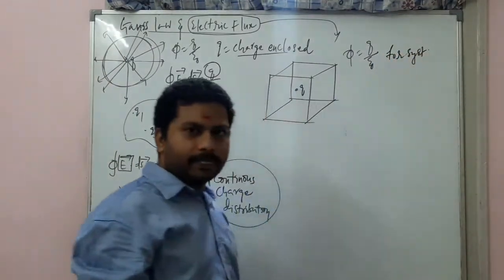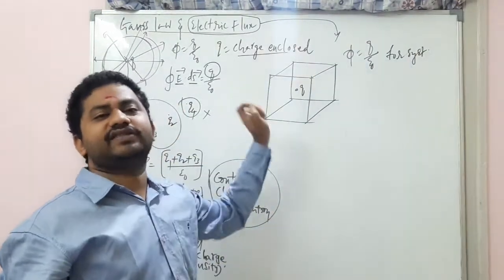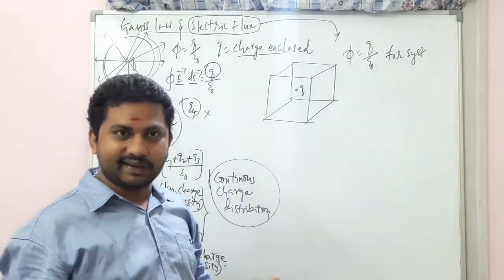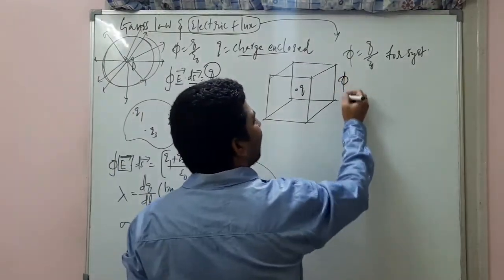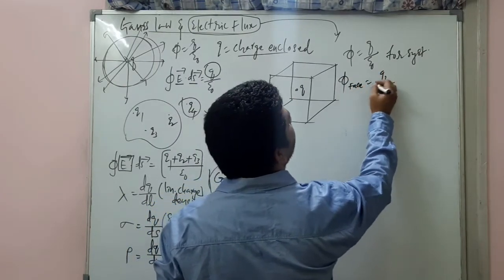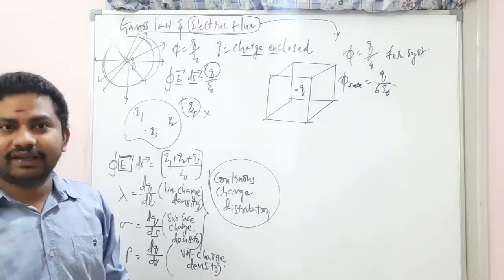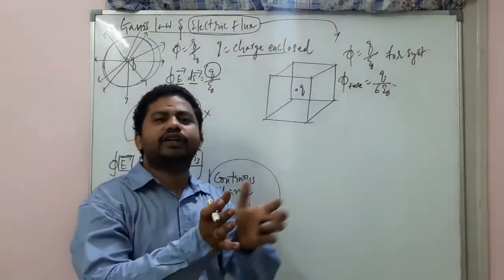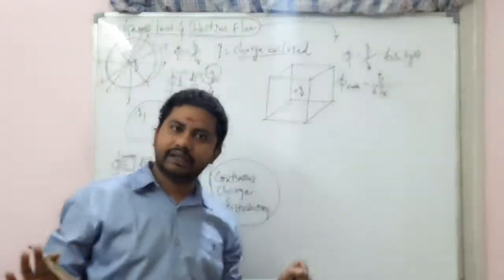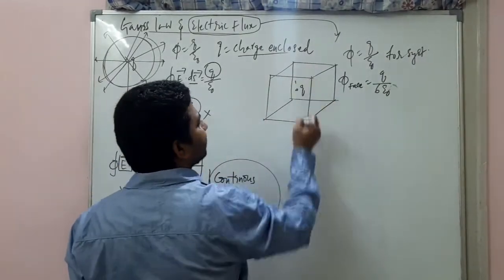Now listen. Some field lines will pass through each face of this cube, right? This cube has 6 faces. So the flux linked with each face of the cube is equal to Q by 6 epsilon naught. You all will agree with this? Yes. The total flux will be divided among the 6 faces. Clear? So this is the first case.